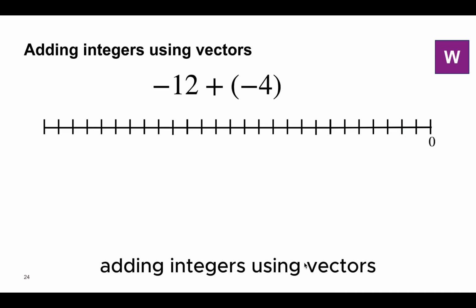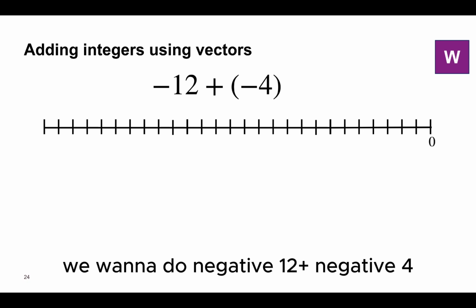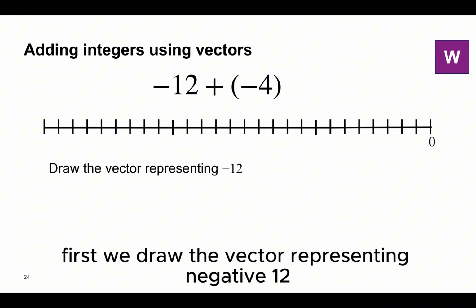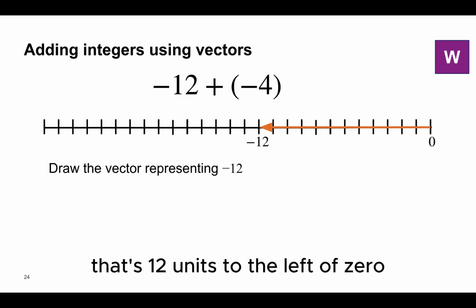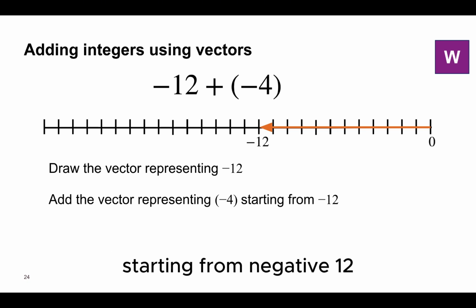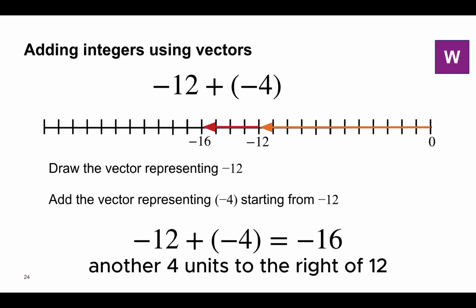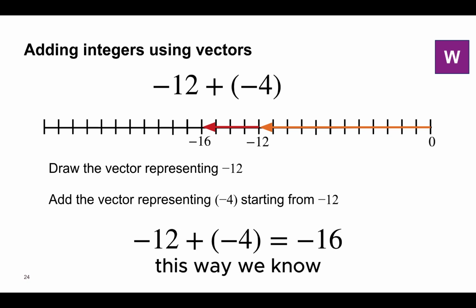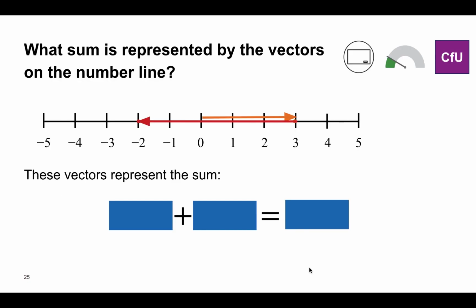Adding integers using vectors. We want to do -12 plus -4. First, we draw the vector representing -12. That's 12 units to the left of 0. Then, we add the vector representing -4, starting from -12. Another 4 units to the left. This way we know -12 plus -4 is equal to -16.